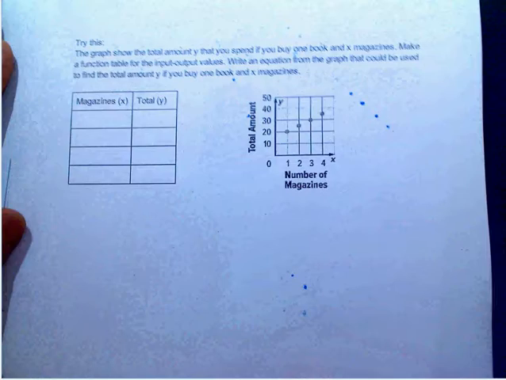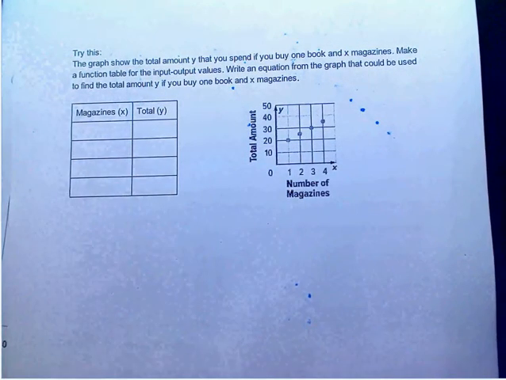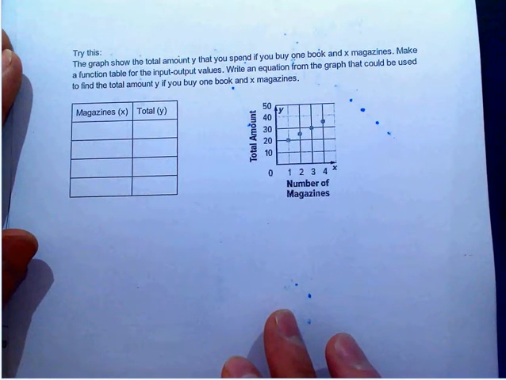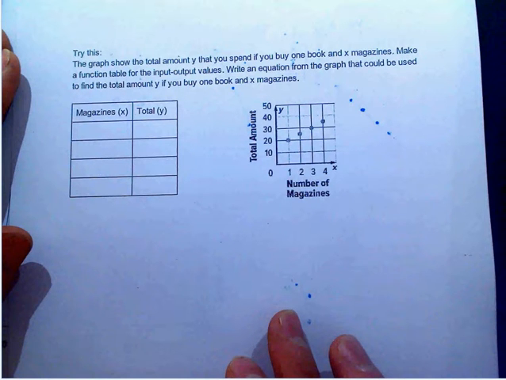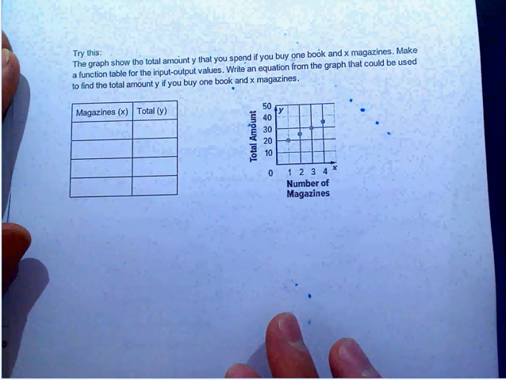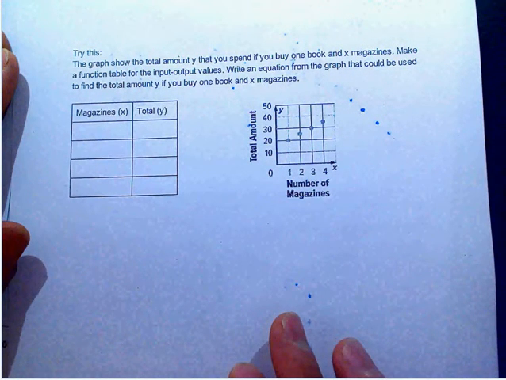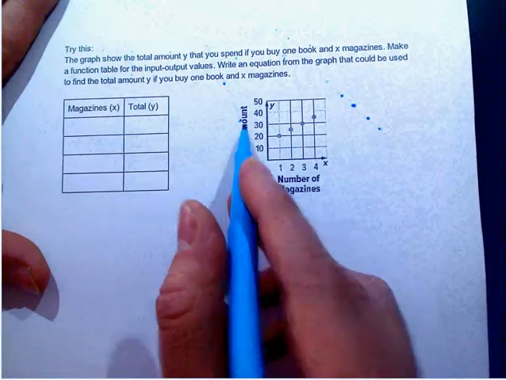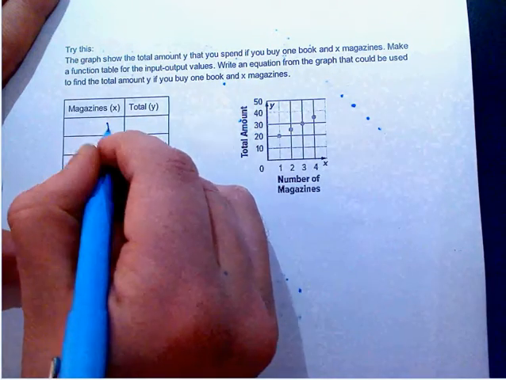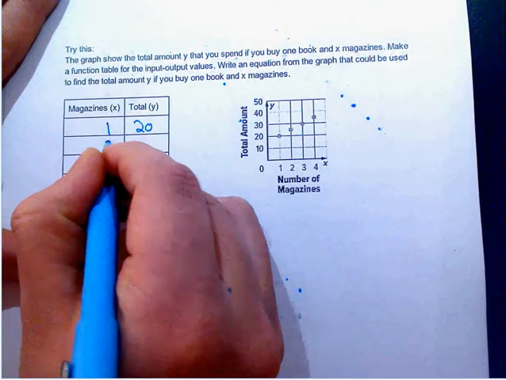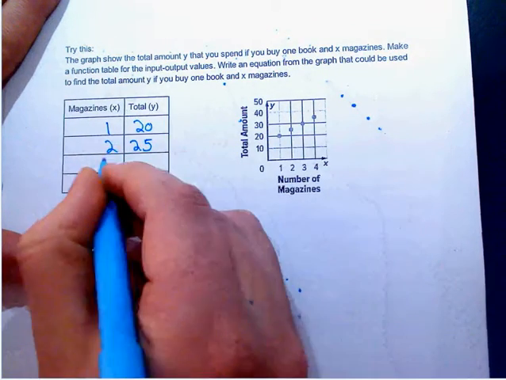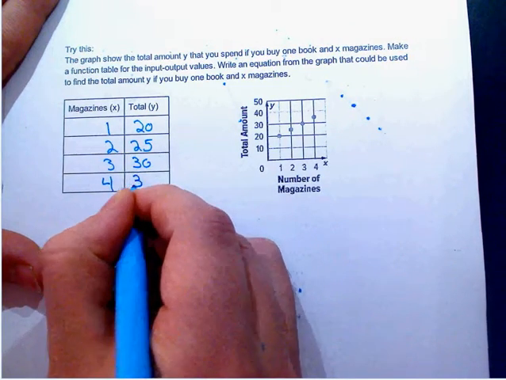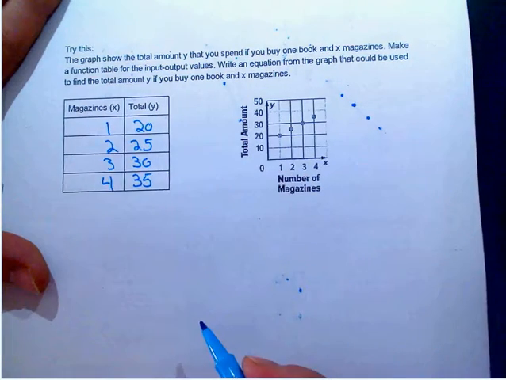I'd like you to try this problem. Take a minute, go through it, answer it, come back, check your problem. So if we take a look at our graph, number of magazines, total amount. If x is 1, y is 20. x is 2, y is 25. x is 3, y is 30. x is 4, y is 35. So what are we going up by? We're going up by 5s.